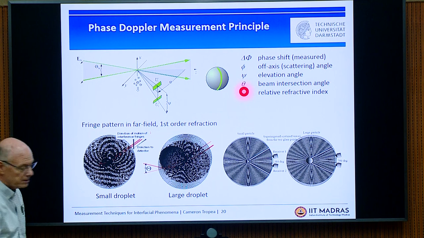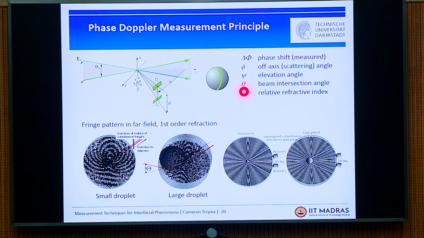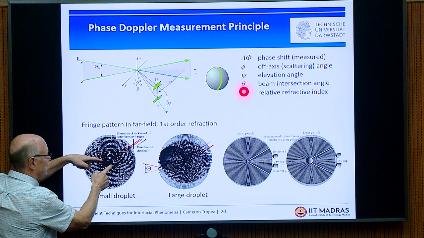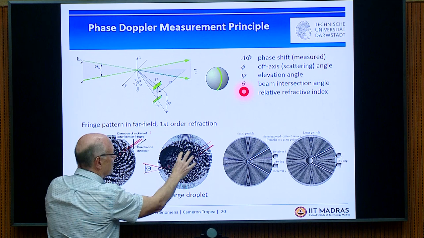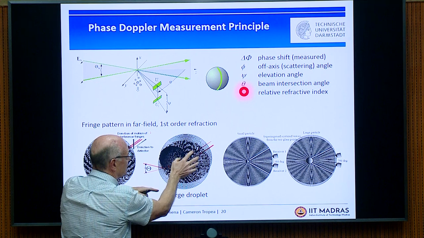I see that doesn't show up very well on that. It doesn't show up very well at all. So basically what I'm showing are two beams coming in here. There's a particle and then two glare points close together. These fringes are far apart. This is a larger particle, and the two glare points are farther apart and the fringes are closer together. Same thing you can see here, maybe a little better.